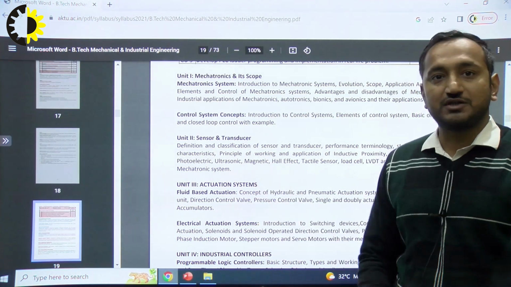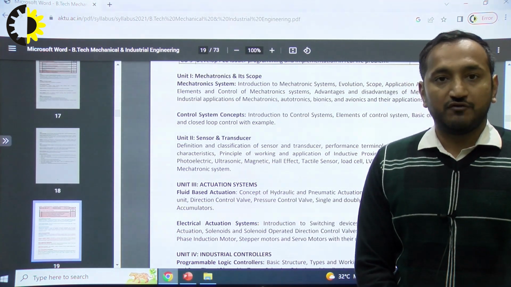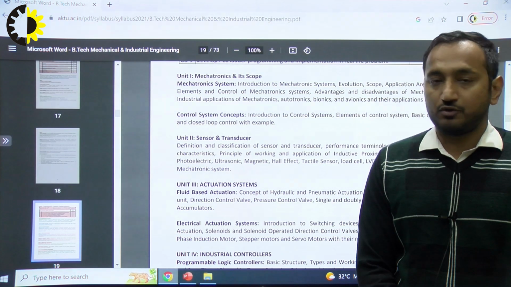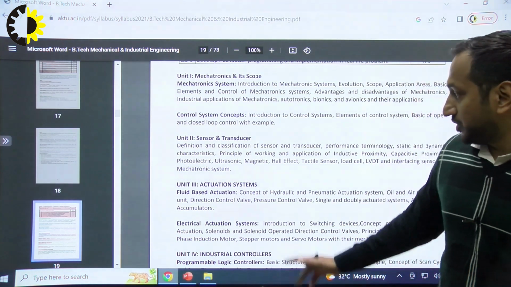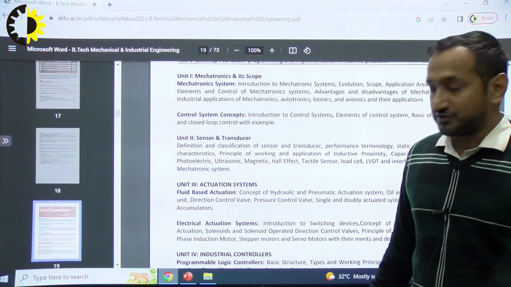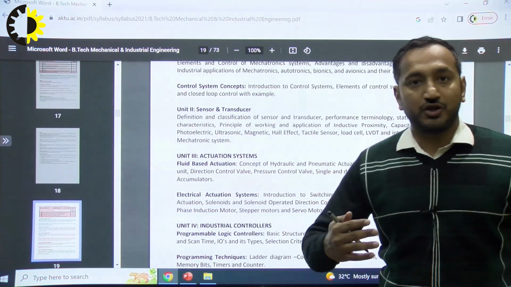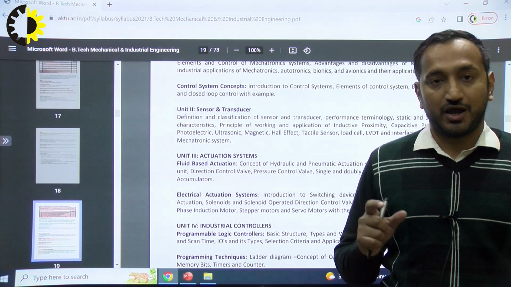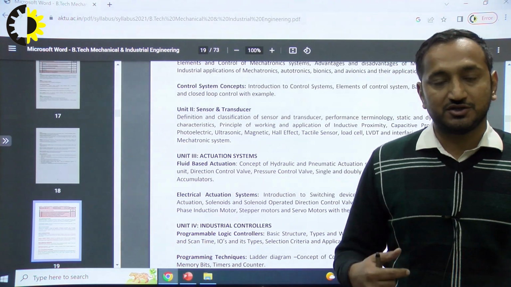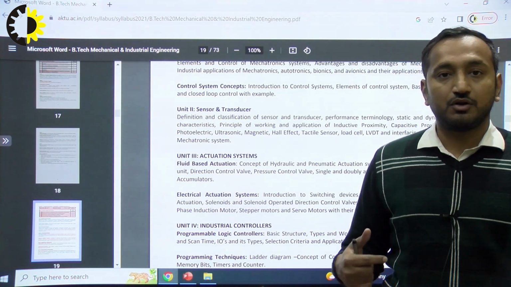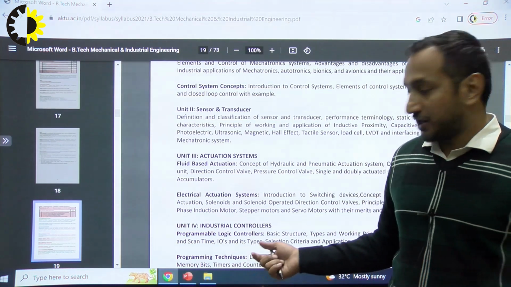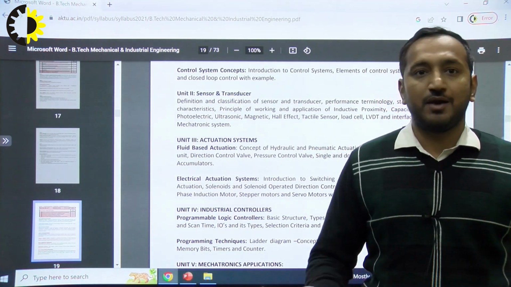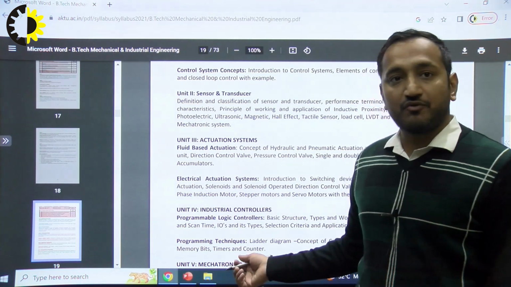Unit 2 deals with sensors and transducers, which are the input devices to any mechatronic system. Input devices meaning we gather information from these devices, which are sensors. And unit 3 deals with the output devices. Output devices mean after gathering information from the sensors, a controller takes a decision whether a certain specific task has to be completed or not. After taking this decision, it is passed on to the output devices. Some examples of output devices are electrical actuators, motors, and mechanical actuators like cams, gears, etc.